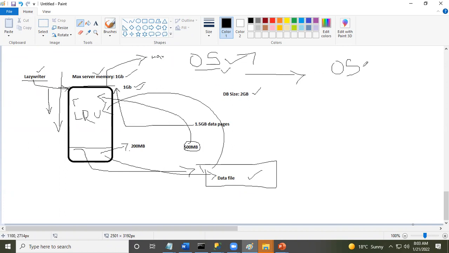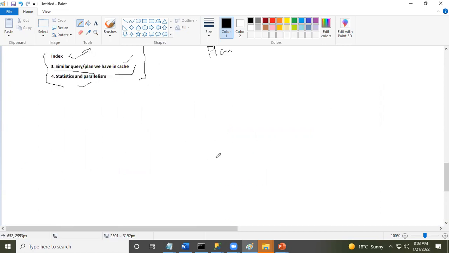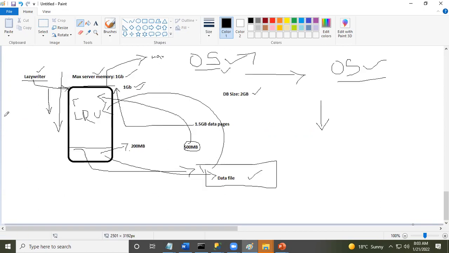Let's say, for example, the OS needs memory. If the OS needs memory, why should my SQL Server remove memory from the buffer pool? I don't want SQL memory to be released. So we do have some options so that we will not release our SQL memory. That option I will discuss in more detail. So is it clear, like lazy writer and checkpoint? Is it clear? Any questions? Cool.